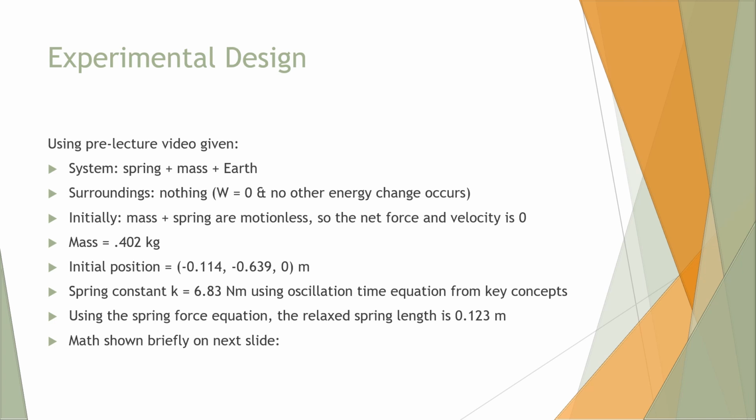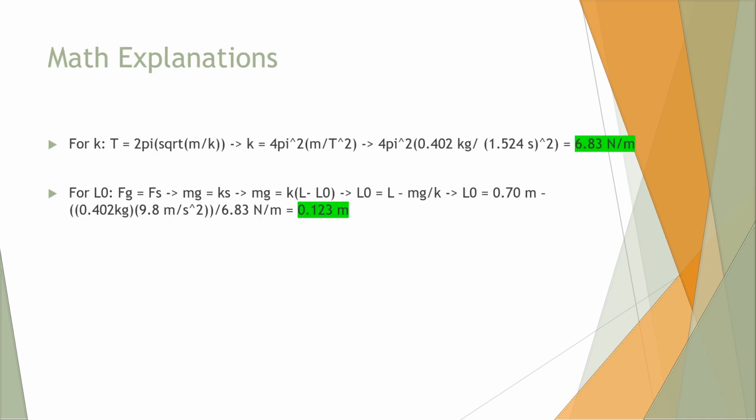Using the pre-lecture video given, our system is the spring plus the mass plus Earth, and the surroundings are nothing. Initially, the mass and spring are motionless, the mass equaling 0.402 kilograms, and the spring constant equaling 6.83 Newtons per meter. Using the spring force equation, we also found the relaxed length of the spring is 0.123 meters. Pause to read more carefully.